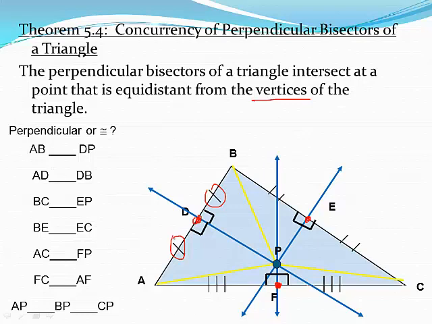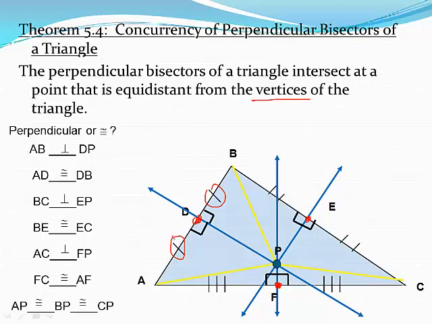So let's go through the figure and see, okay, we know AB and DP are going to be perpendicular just by the labeling of it. We know AD is congruent to DB by the labeling of it. BC is perpendicular to EP by the labeling of it. BE is congruent to EC, again, by labeling. AC is perpendicular to FP by labeling.